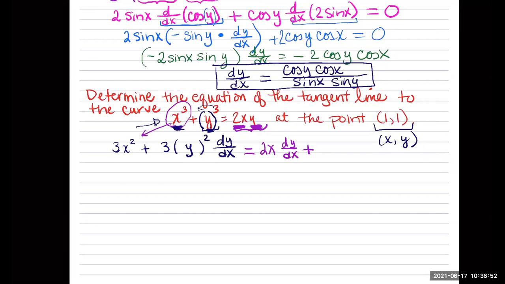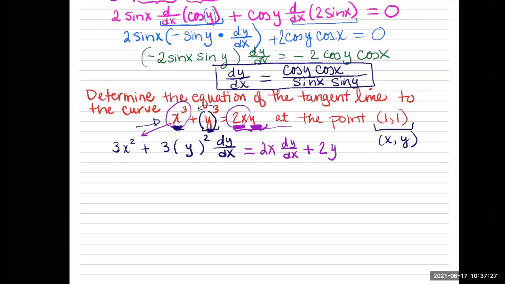plus the second one, which is y, times the derivative of the first, but the derivative of 2x is just 2. Okay, so notice that you don't get the dy dx every time you write a y. You get the dy dx every time that you take the derivative of something with a y in it, okay? Because that's the derivative of the inside function.